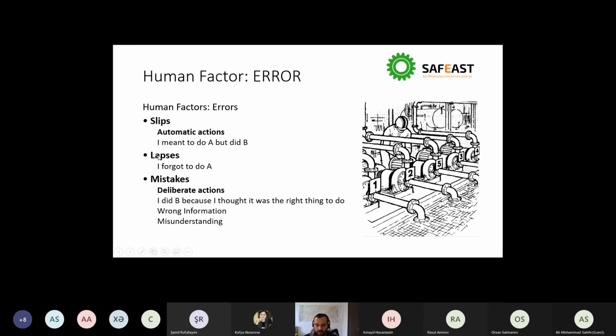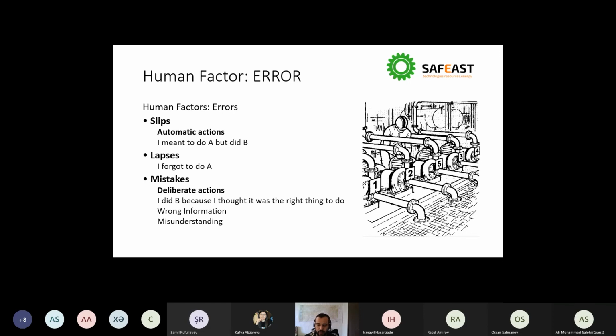A lapse is you forgot the first one. Let's say you need to first do one and then do the second. You forgot A and you go to B. And a mistake is a deliberate action, but you don't know that it's wrong. So you start with the second because you think that this is how you should do it. You think that your procedure says first go and do B. This could be due to wrong information, misunderstanding, or your own interpretation. It is a deliberate action, but without knowing that it is wrong.